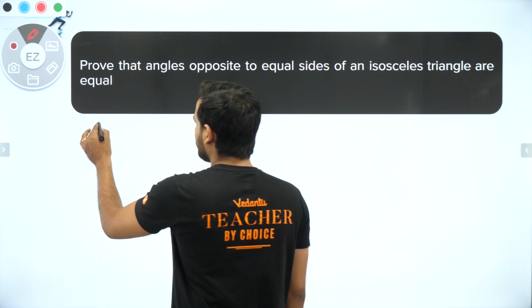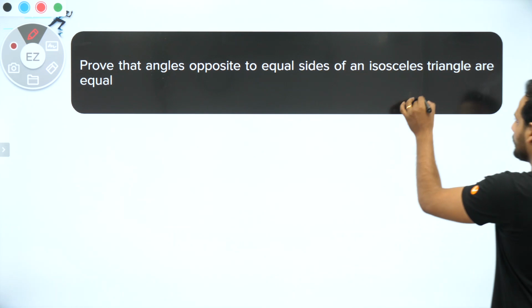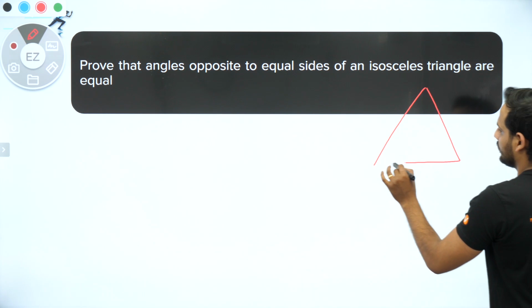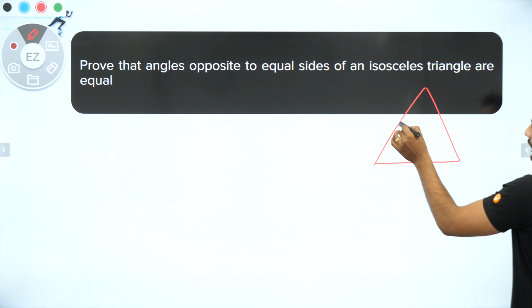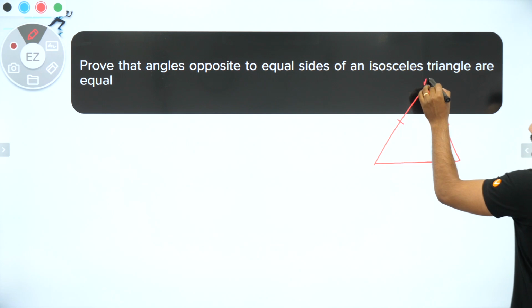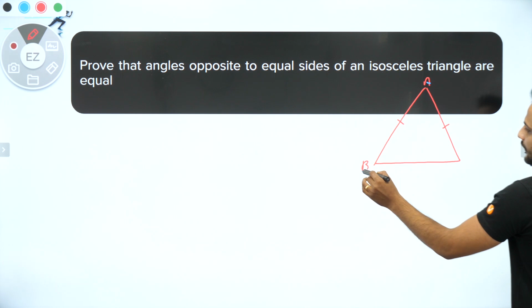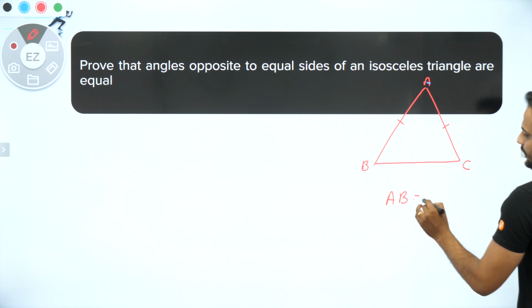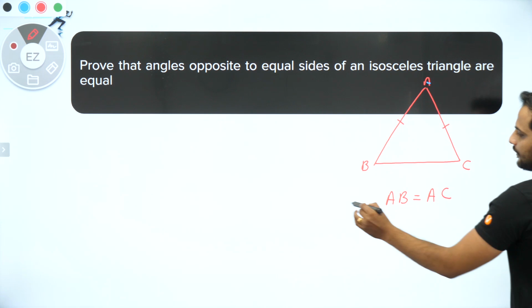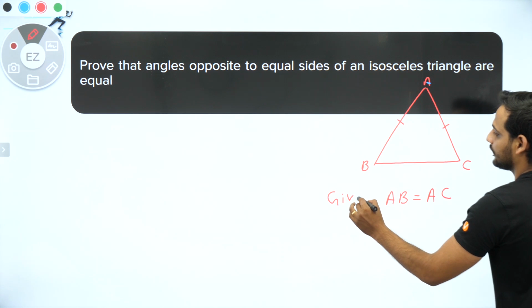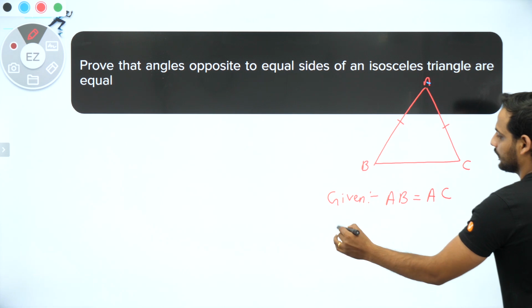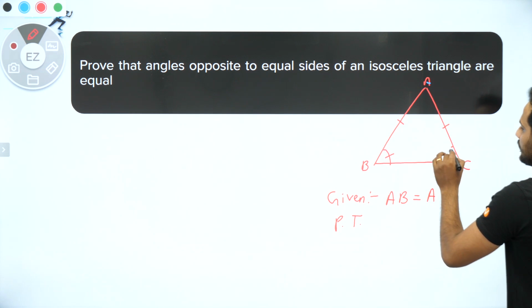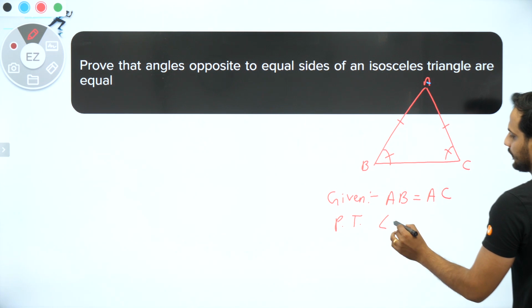So this is a property we already know. Suppose I draw an isosceles triangle ABC, and let us say these two are equal sides. If AB is equal to AC, this is given. Given that AB is equal to AC, now you have to prove that angle B will be equal to angle C.